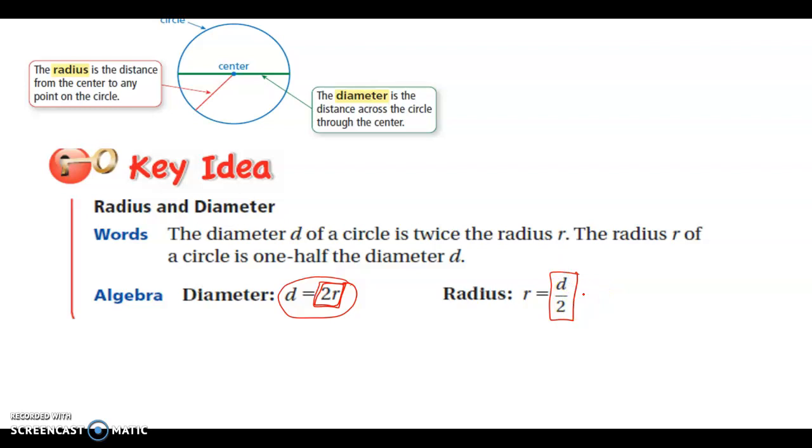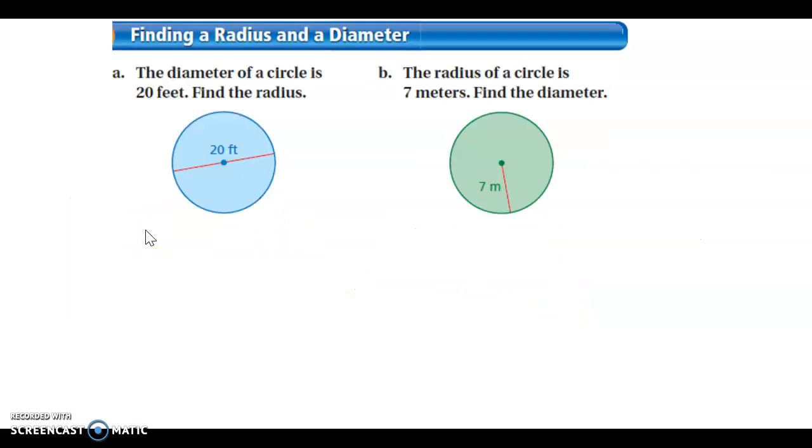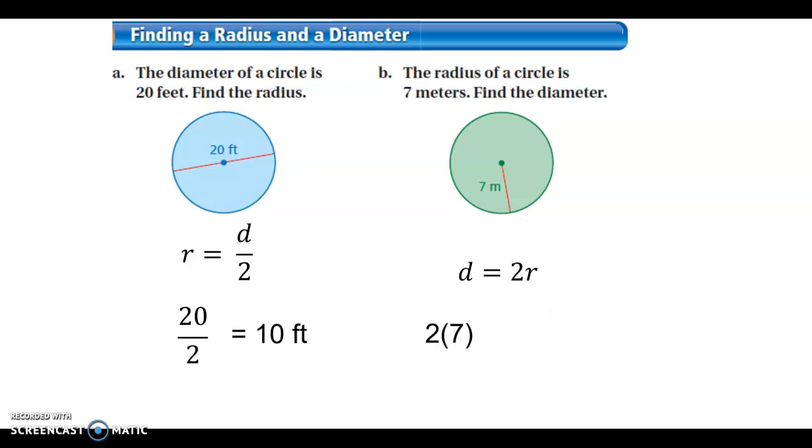And if you need to find the radius and they give you the diameter, you just divide the diameter in half by 2. Alright, so if the diameter of the circle is 20 feet and you want to find the radius, you can use the formula radius equals diameter divided by 2. So then you take the 20 divided by 2 and you end up with 10 feet. So the next one, if you notice, they give you the radius and you want to find the diameter. So on this one, you just basically take 2 times the radius, so 2 times 7, and you get 14 meters. So make sure you understand what they're looking for.